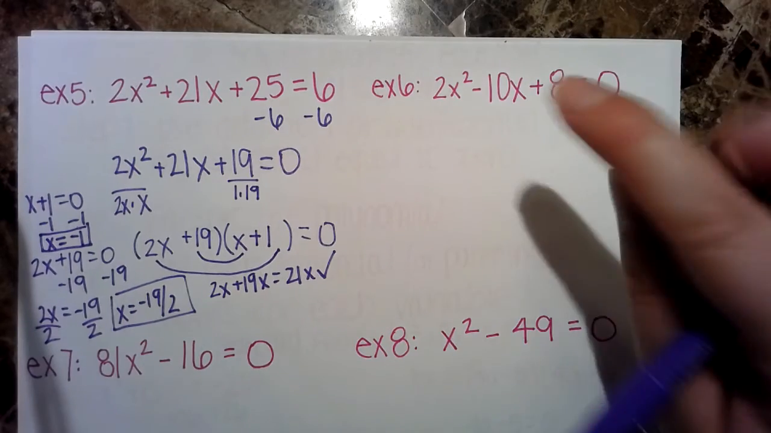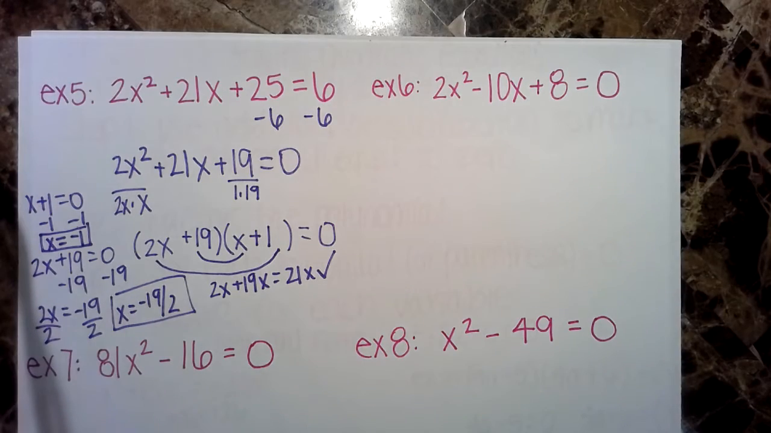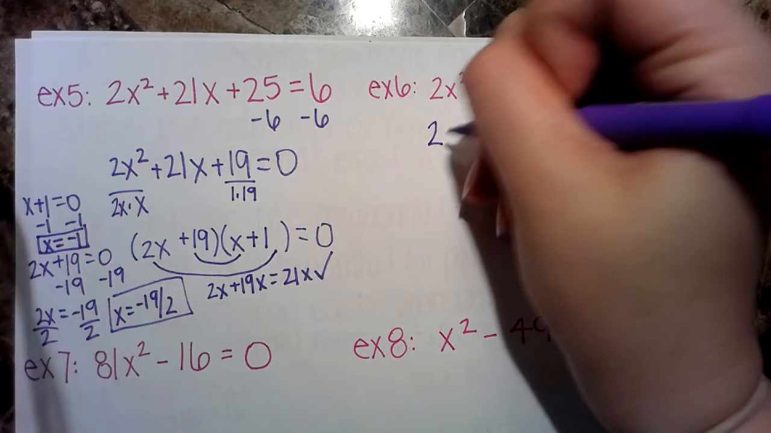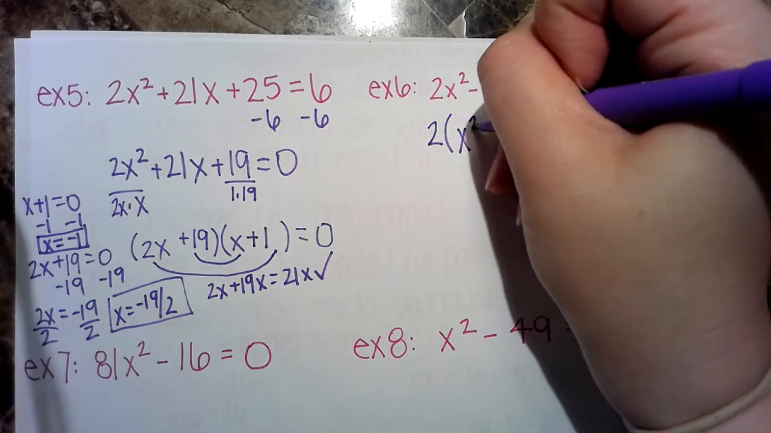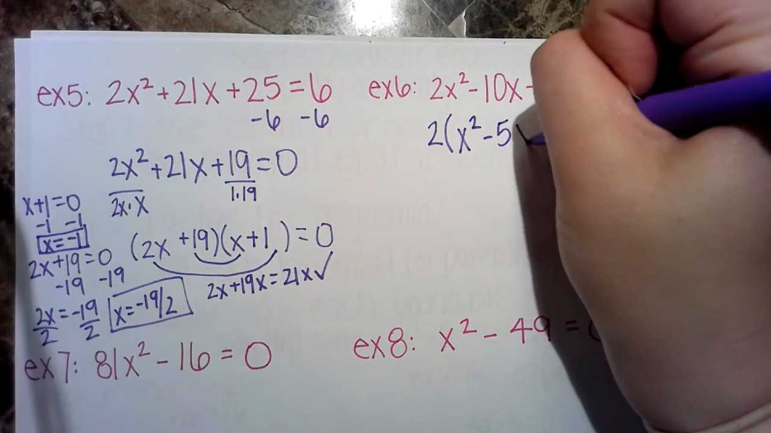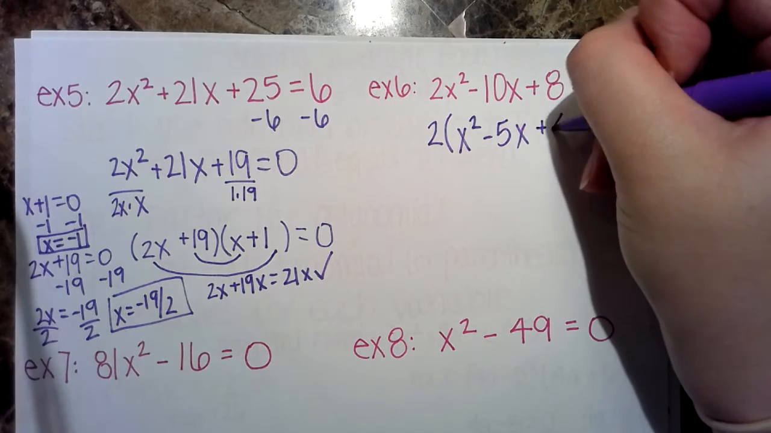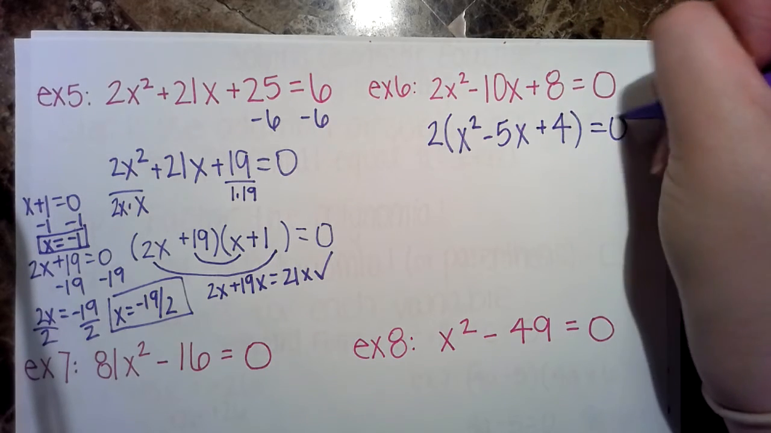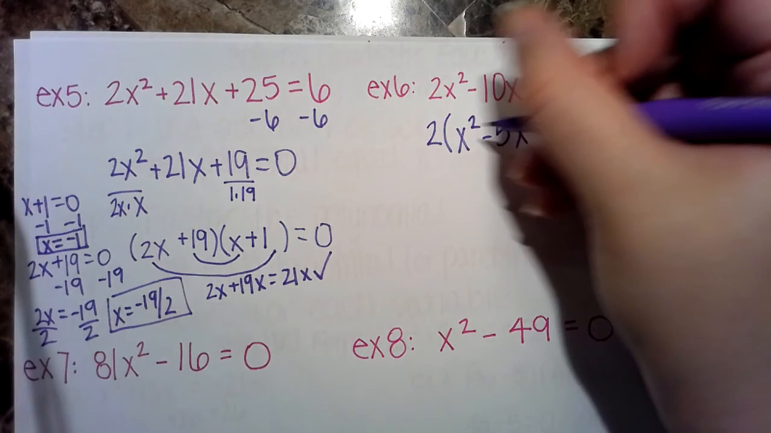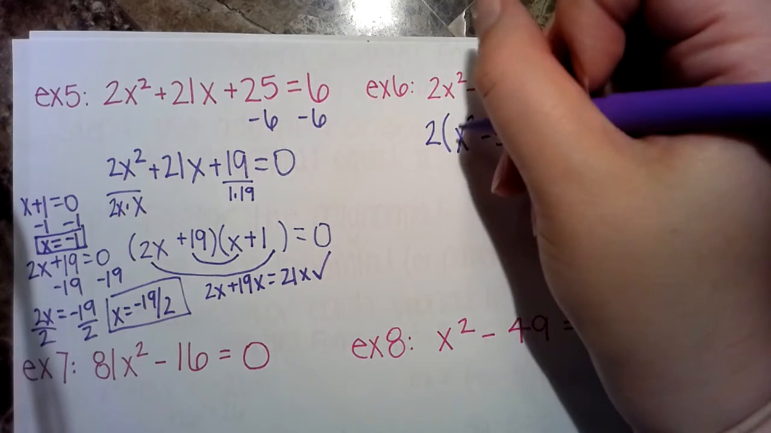Now, my next one, I'm going to say to myself, can I take out a GCF? And I can here. I can take out a 2. So I'm left with x squared minus 5x plus 4 equals 0. I'm then going to factor. I notice it's a trinomial, so I'm going to factor on the inside.